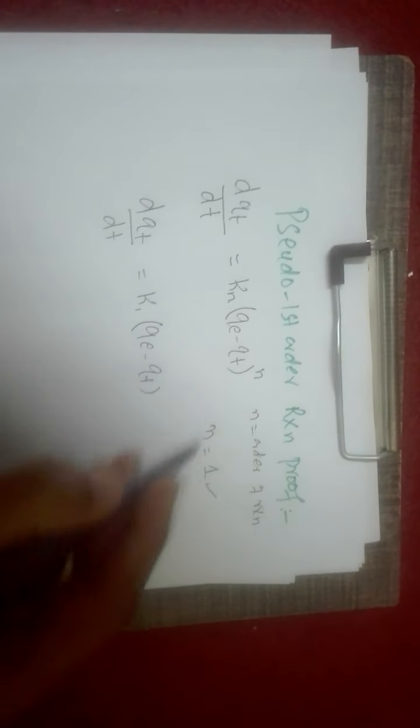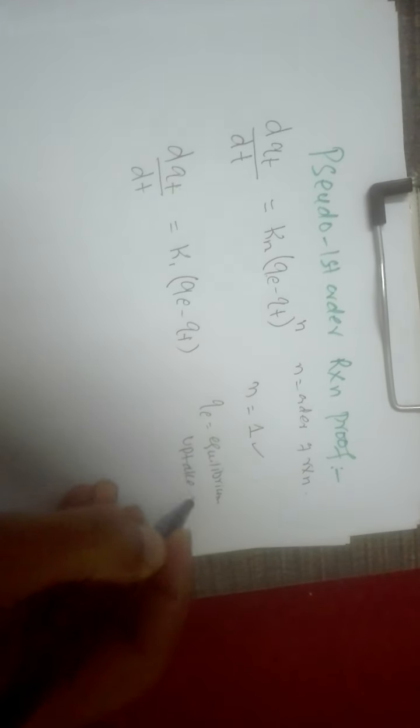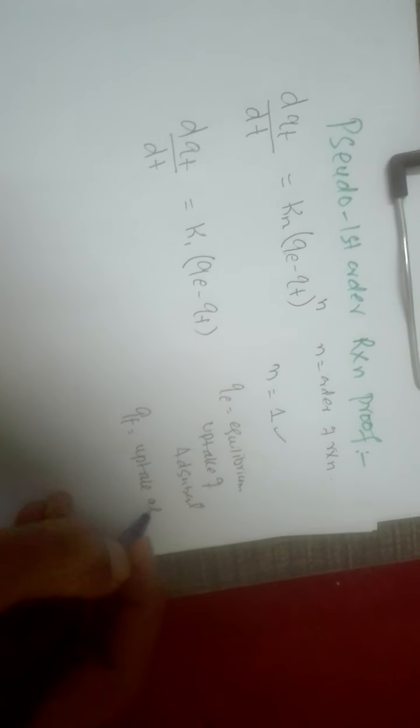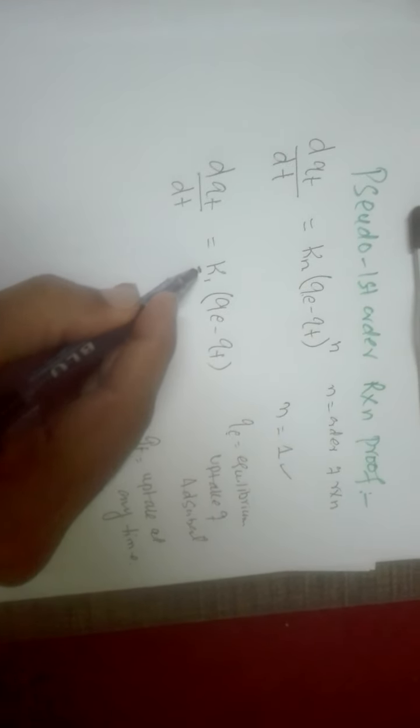Now this Qe is the equilibrium uptake of catalyst or of adsorbent. Similarly, the Qt is the uptake at any time. Adsorbent uptake at any time is Qt, and Qe is the equilibrium uptake of the adsorbent. And k1 is the pseudo first order rate constant. We can also obtain the rate constant from the simple relation, which is k Ca to the power n. This is the rate constant.